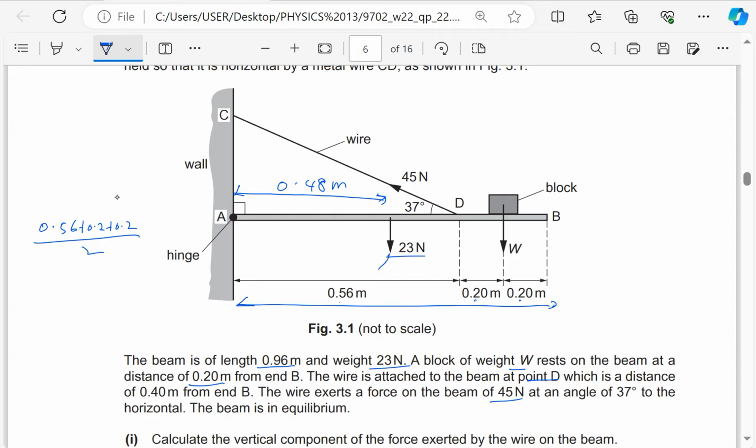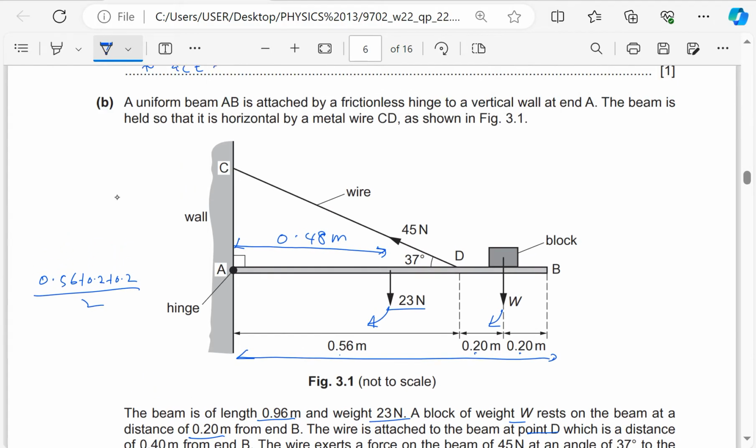Now the weight of the beam is causing a clockwise moment. W is also causing a clockwise moment, but there is a tension in this beam which has a vertical component vertically upwards. So I have to resolve 45 to the vertical. If I use the angle of 37, if I take it to the vertical, it will be 45 sine of 37. So instead of looking for perpendicular distance of 45 at an angle of 37, I will just use 45 sine 37, and the perpendicular distance will be this distance here, which is 0.56.